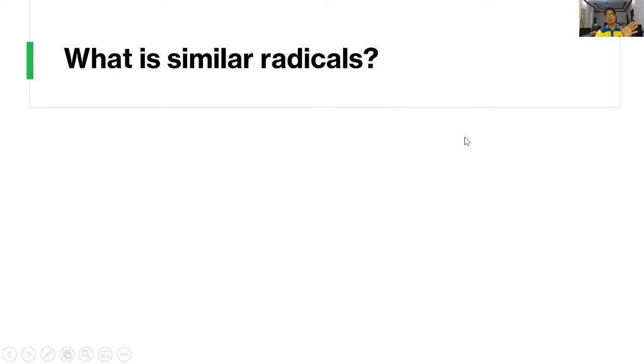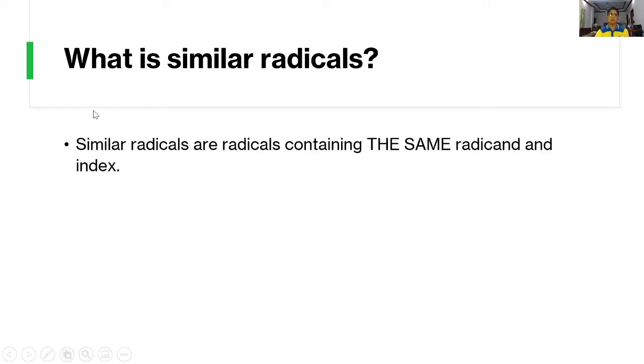Kanina may nakalagay din sa atin pong aim, identify similar radicals. So, what do you mean by similar radicals? Now, similar radicals are radicals containing the same radicand and index. Pareho ang radicand kasama yung index niya. Kung natatandaan niyo yung part natin, yung index, kaya nga doon tayo nagsimula, index will be the number outside of the square root or the radical sign, at yung radicand yung nasa loob. Okay?